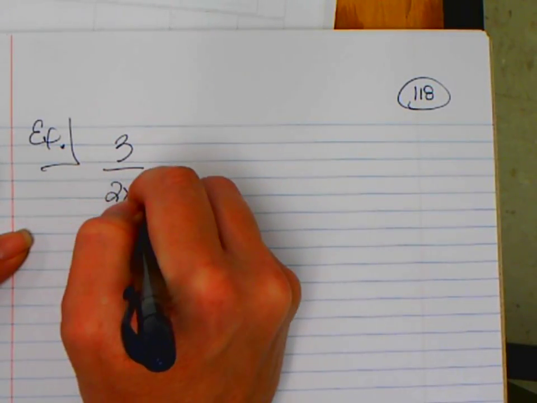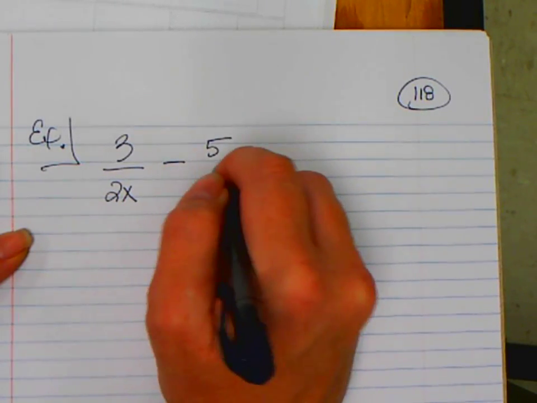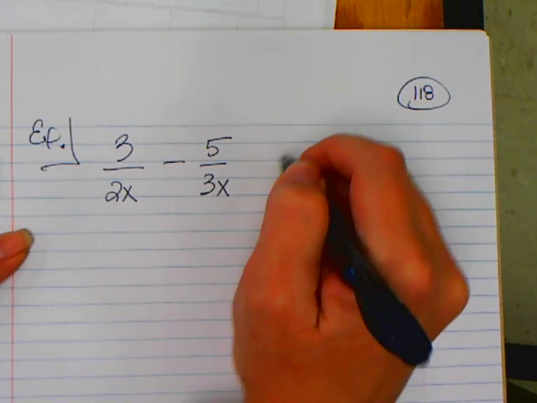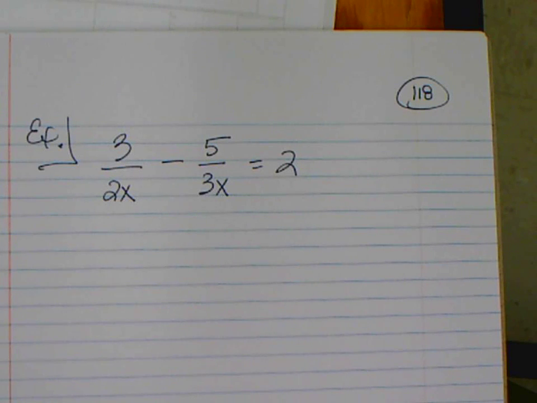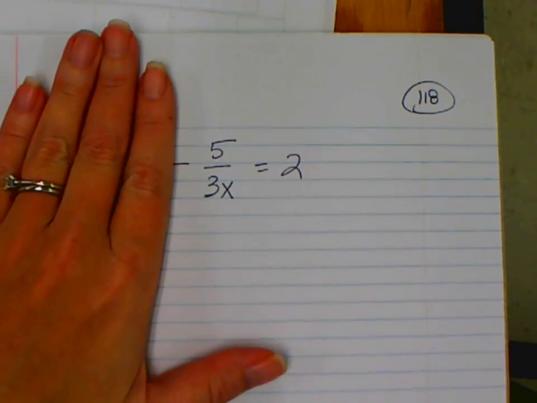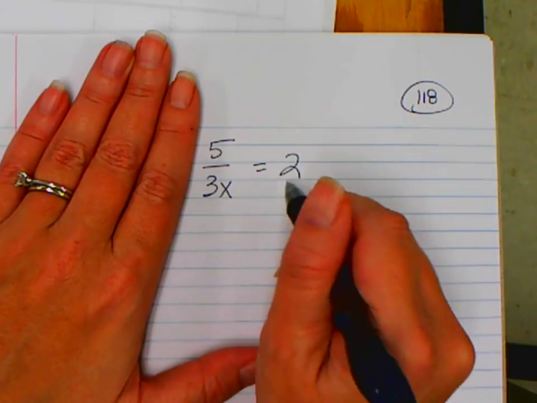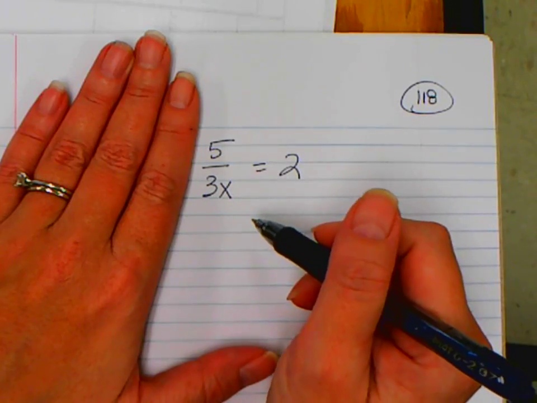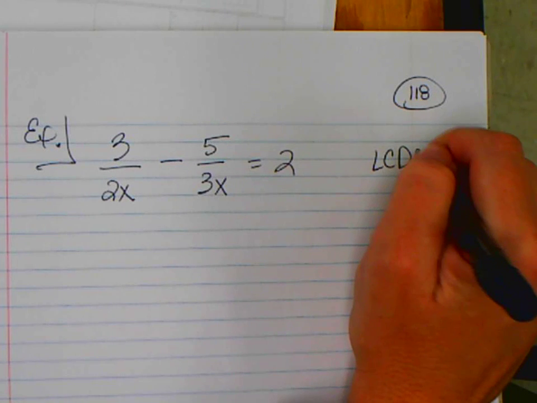Divided by 2x minus 5 divided by 3x equals 2. What's 2's denominator? 1. Okay, do we have to include that in the LCD? No. Can we use the cross product method on this? No, because that's not a fraction set equal to a fraction. If this was our problem, we could use cross product because we could do the 2 into a 1 and do the cross product, okay? But it's not, so we don't have to worry about that. What's my least common denominator?